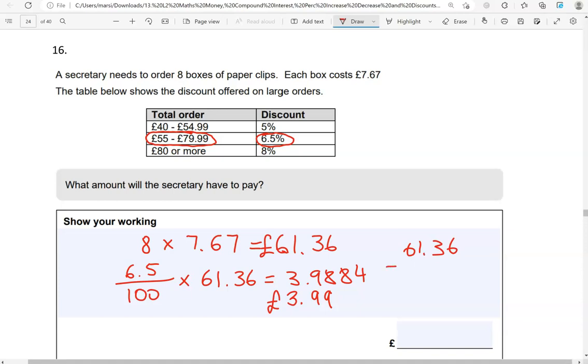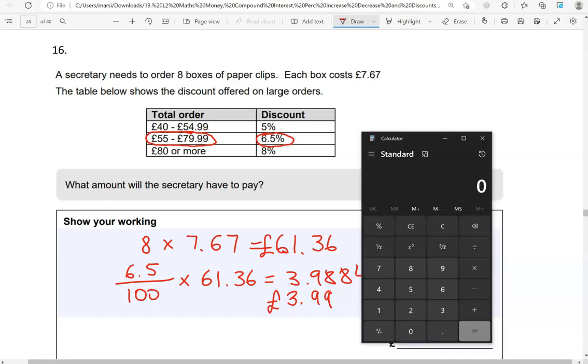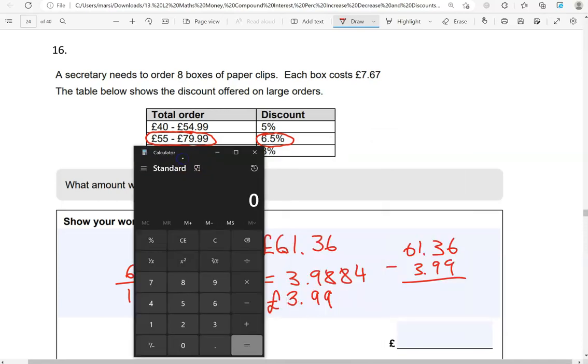So if we do 61.36, take away 3.99, should give us the amount to pay. Which is £57.37.